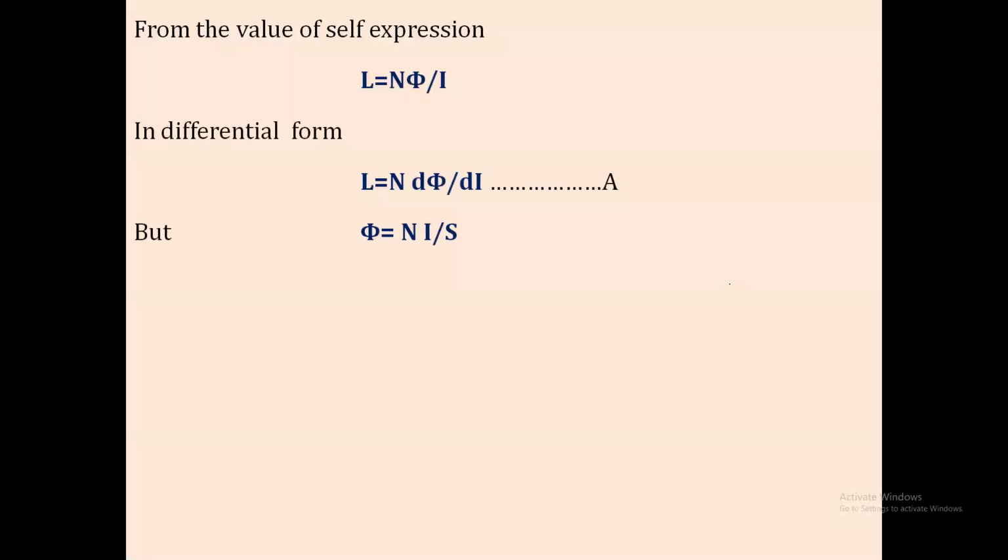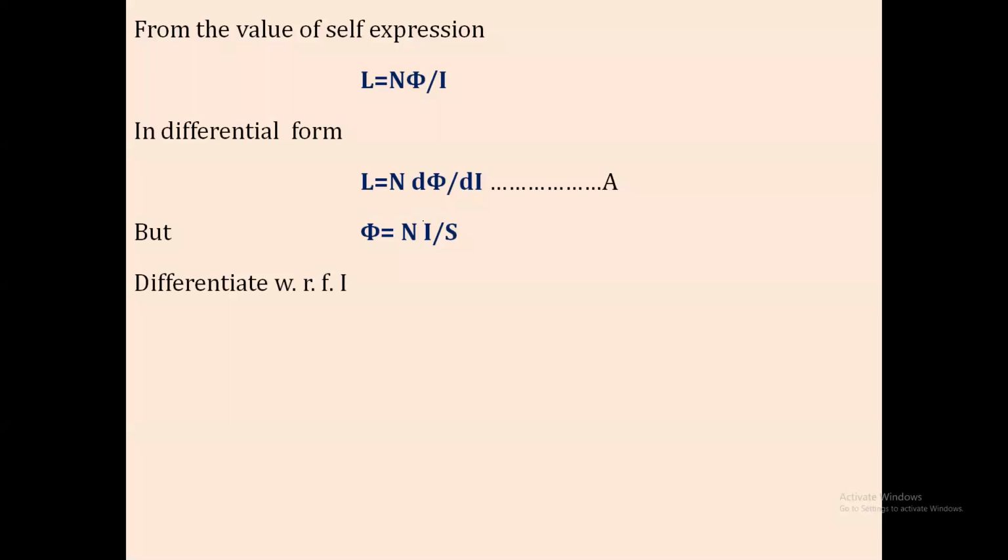Now consider our basic equation of a magnetic circuit. What is that basic equation? Magnetic flux phi is equal to mmf upon reluctance. And now if I want d phi by di with this equation, how can I get it? d phi by di with this equation. So for that I need to take the derivative of this equation on both sides with respect to i.